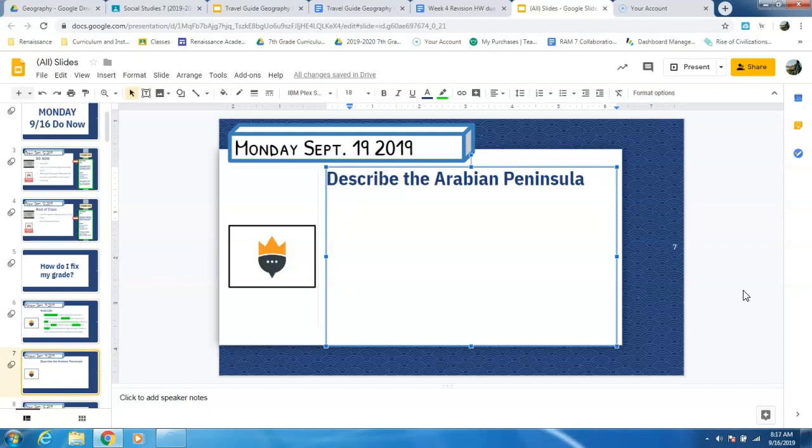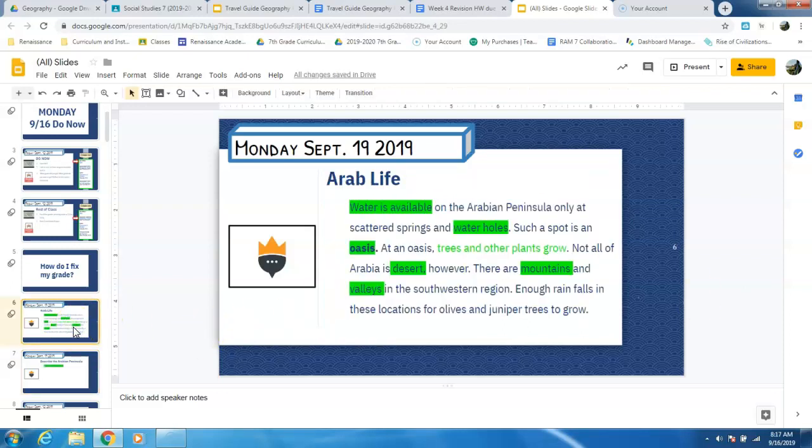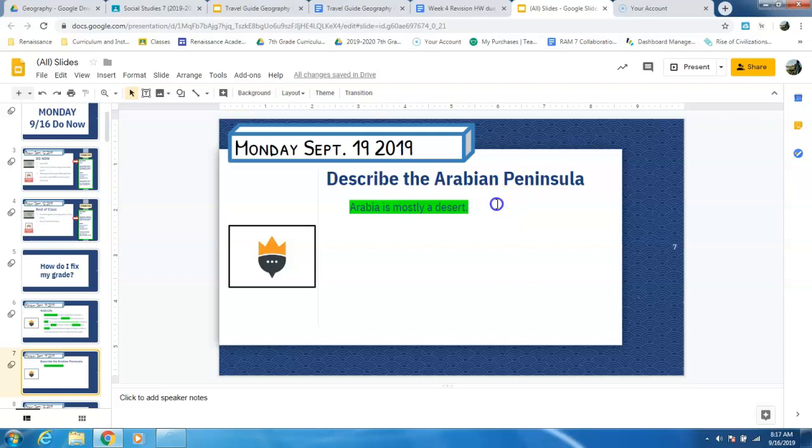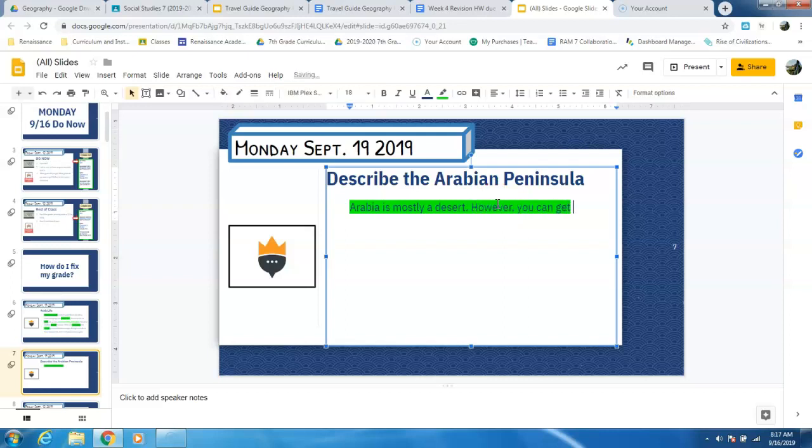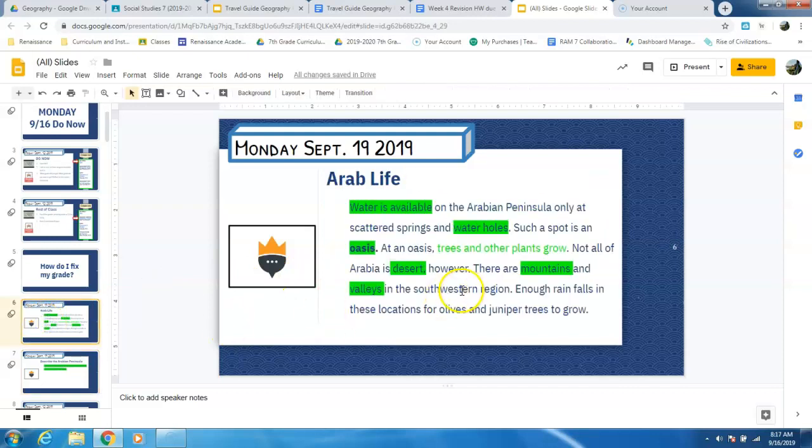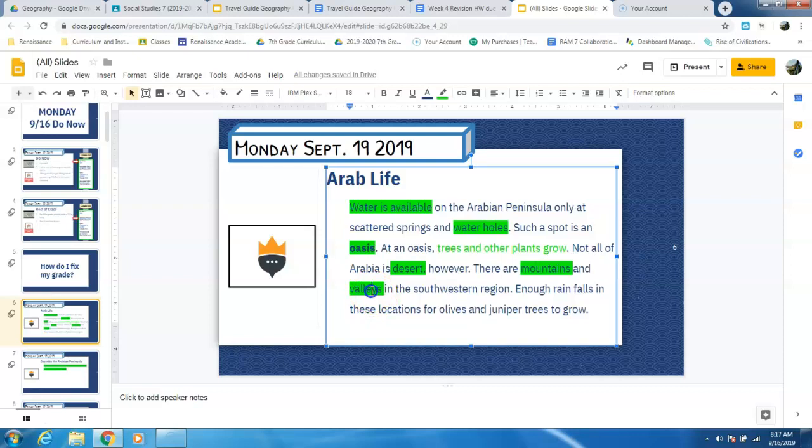So we know that it's at least a desert because it was mentioned. Arabia is mostly a desert. Let's look back at what else we can talk about. Water is available at watering holes. Such a spot is an oasis. So let's say, however, you can get water in certain spots called oases. Called an oasis. There we go. Let's get this perfect. What else can we say? We can say that there are definitely mountains and valleys, and trees and other plants grow in these watery spots.